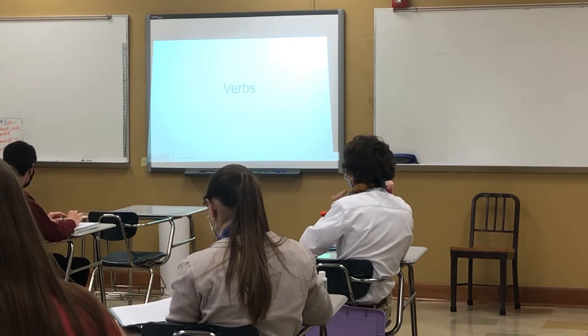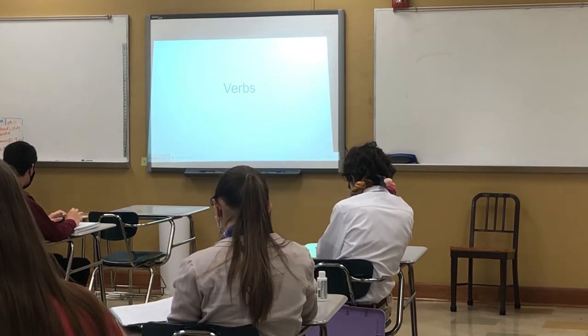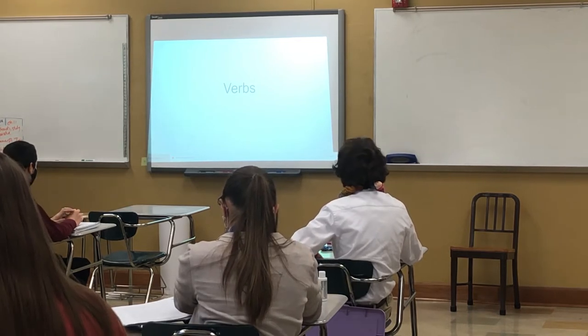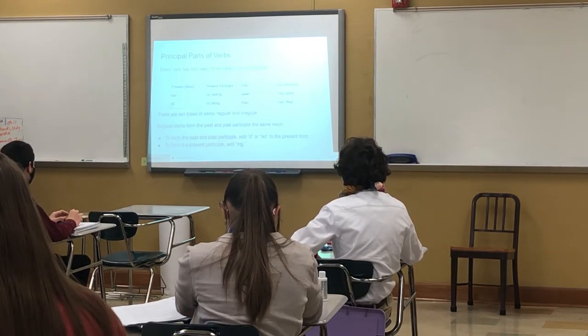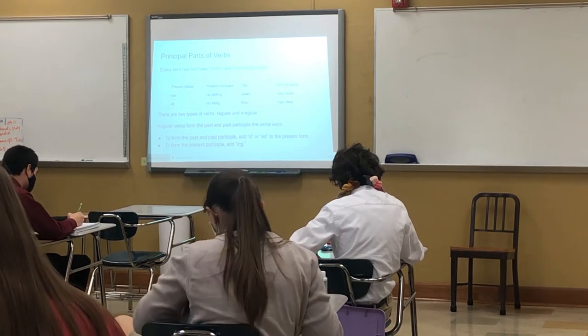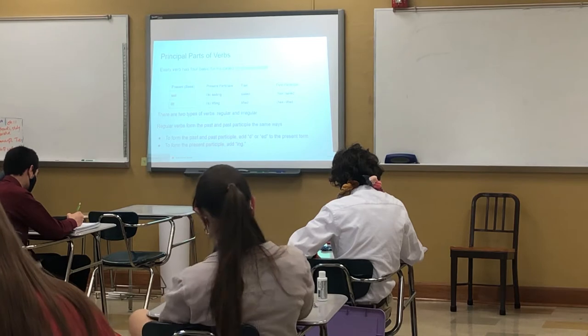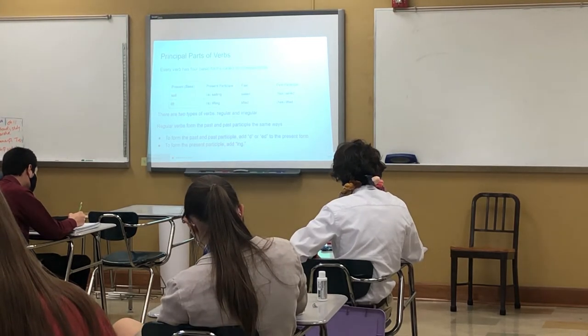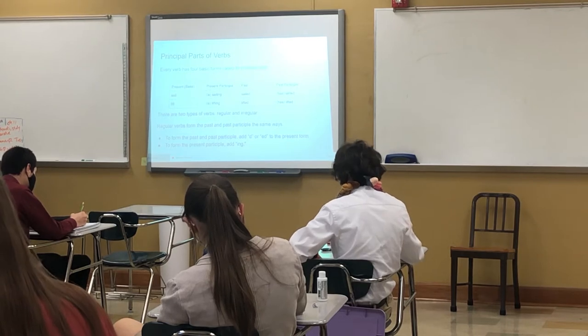All right, so we're going to start from the beginning, especially since there's some of us who may not have covered this before. We're going to take it fairly slowly, okay? So today we're just going to be covering the principal parts and the different types of verbs. Every verb has four basic forms called the principal parts. These are basically the building blocks of a verb.